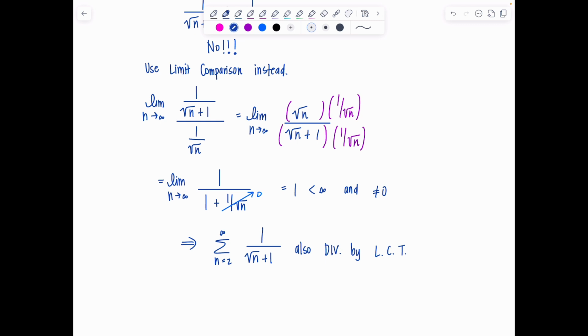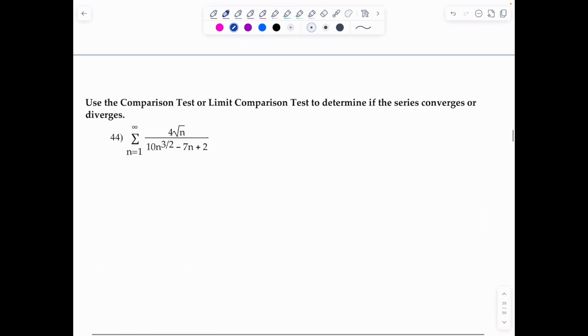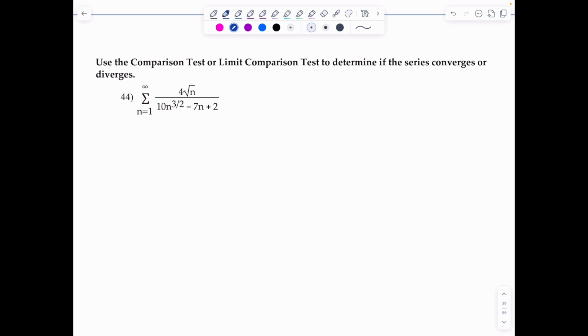Let's do some more. This limit comparison test is nice because you don't have to stress about the direction of the inequality, you know? Use comparison or limit comparison. All right, cool. We have the sum n equals 1 to infinity, 4 rad n over 10n to the 3/2 minus 7n plus 2. So when it's looking like a hot mess express and you're like, I don't even know where to begin, what would I even think about comparing it to?